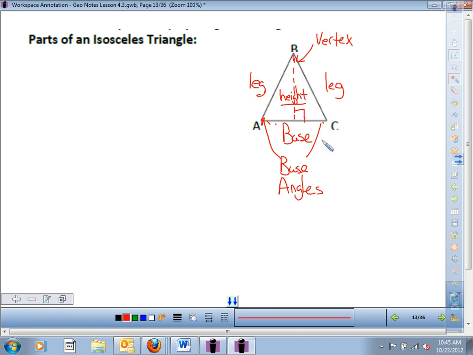So there are my parts of a triangle. In an isosceles triangle, we have our two legs. Those are the equal parts. And then the third part, the non-congruent side, would be called the base. And then the angles that are around the base are called our base angles.